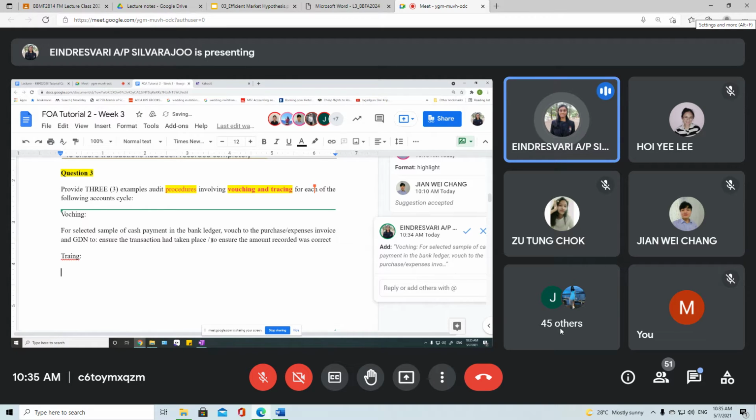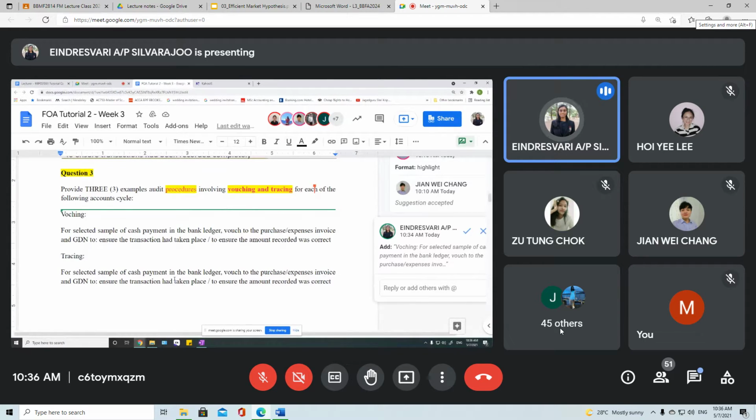For tracing, what we do is we take the same thing, copy here, we paste, but the only difference is for tracing we go from source document to the accounting records. Okay.